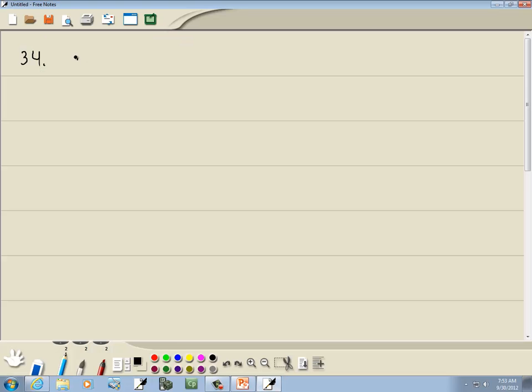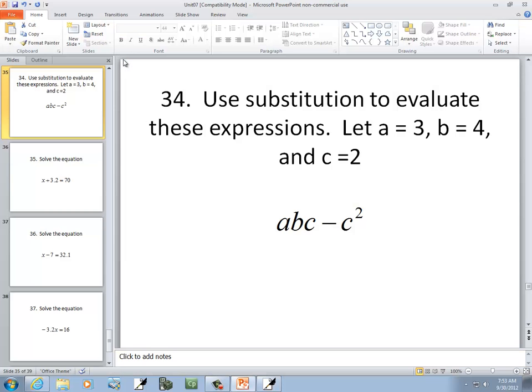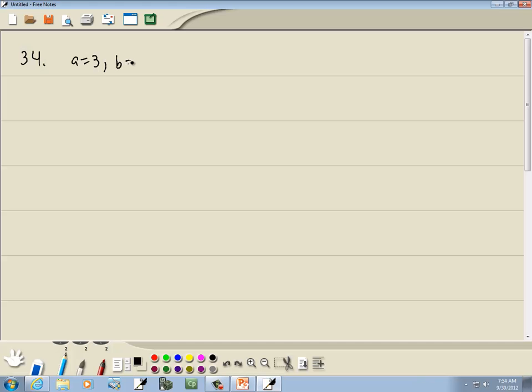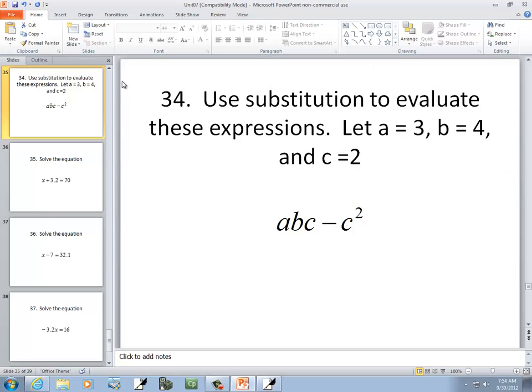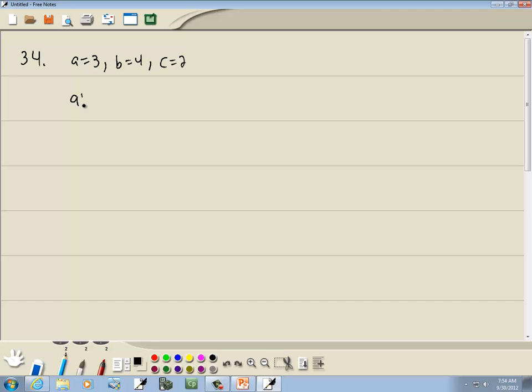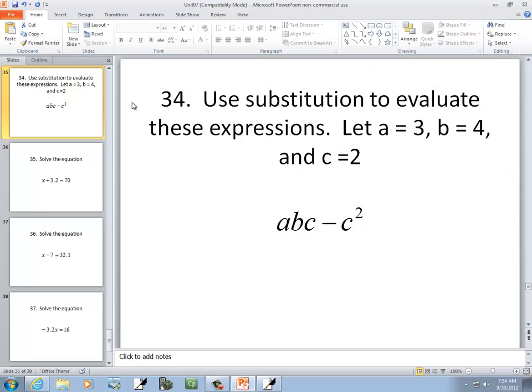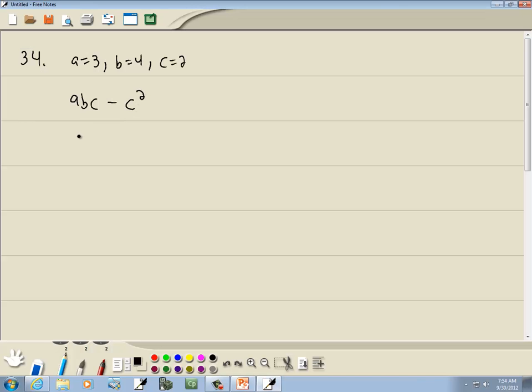So A is 3, B is 4, and C is 2. Then we got ABC minus C squared. And we want to evaluate these expressions.